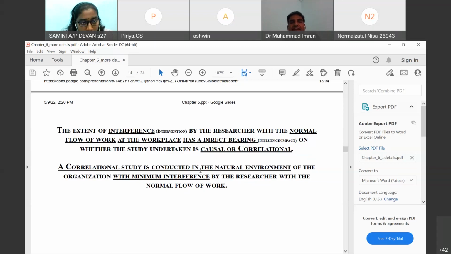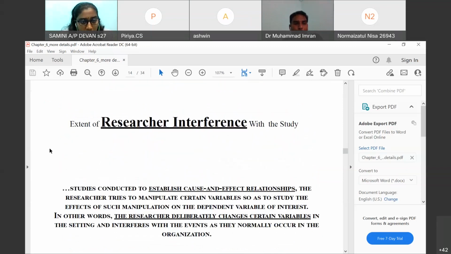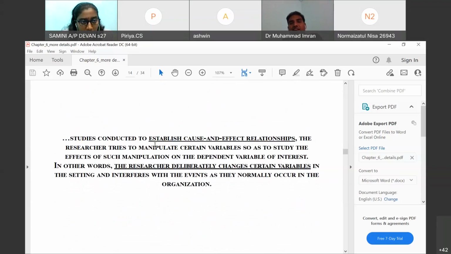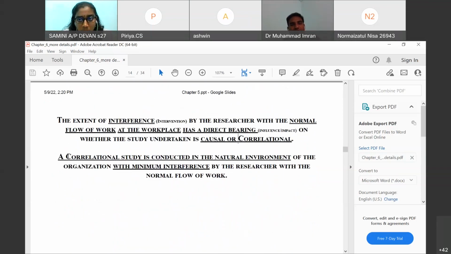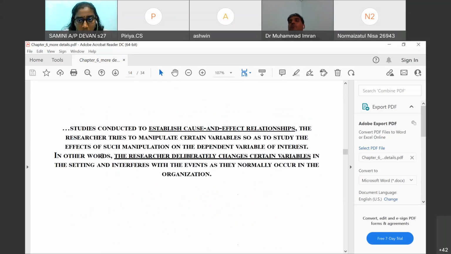A correlational study is conducted in the natural environment of the organization with minimum interference by the researcher with the normal flow of work. Number one, in this type, correlational research, the researcher has minimum interference. Let's discuss an example. Suppose a study is conducted to establish a cause and effect relationship, the researcher tries to manipulate. In correlational research, the researcher has minimum interference, but on the other side, in cause and effect, the researcher has more interference.